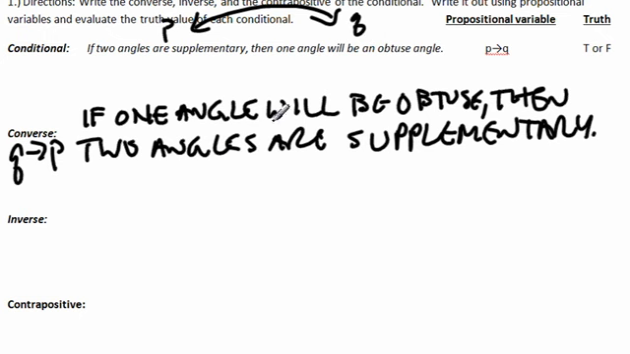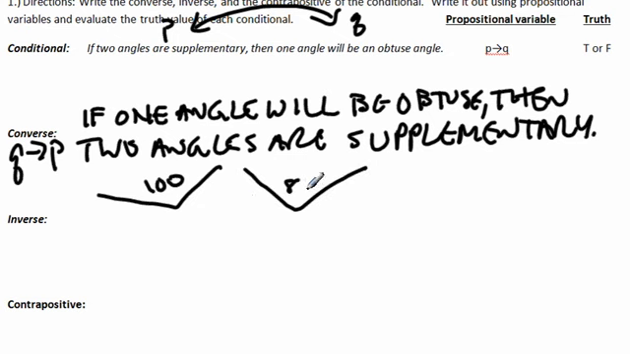We need to assess truth value. So it says if one angle will be obtuse, so we know obtuse is greater than 90. So if I have a 100-degree angle, then two angles are supplementary. So if I have another angle over here and it's 80, well, that's definitely supplementary, but is every angle going to be 80? That's not the case, because you could have a 30-degree angle. So now 130 aren't supplementary. So this statement is false.